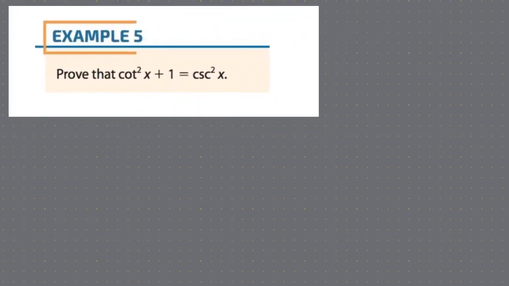And let's pull this guy in for example number 5. It's all about some proofs here today, friends. All about some proofs. But don't freak out. They're not hard proofs. So let's do it again. Let's prove that the cotangent squared of x plus 1 is equal to the cosecant squared of x.